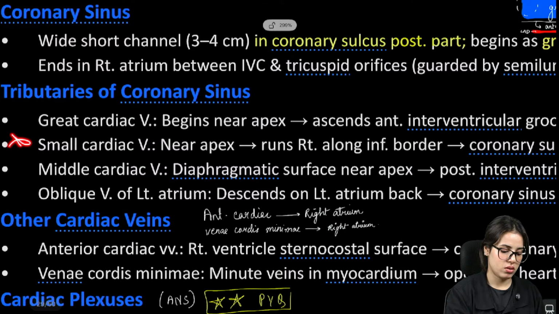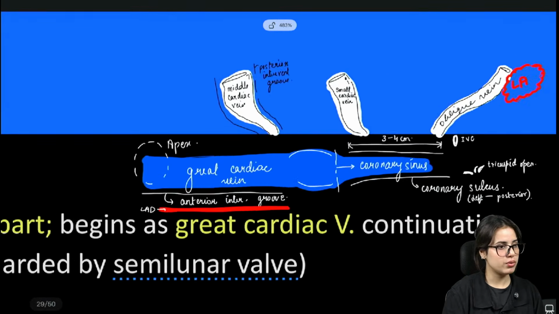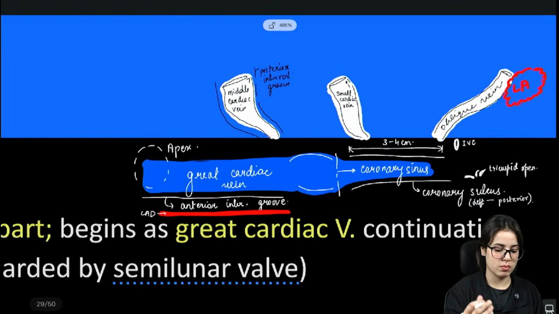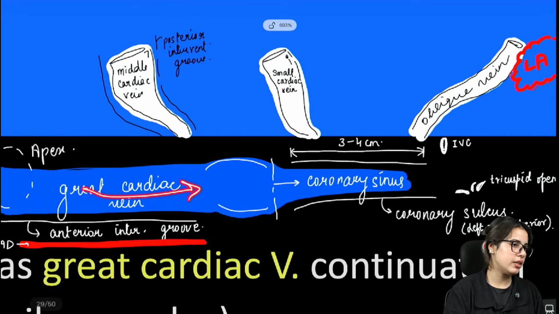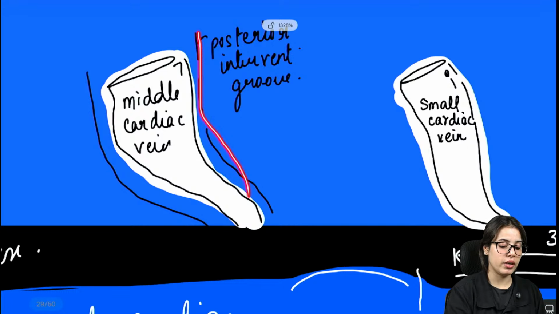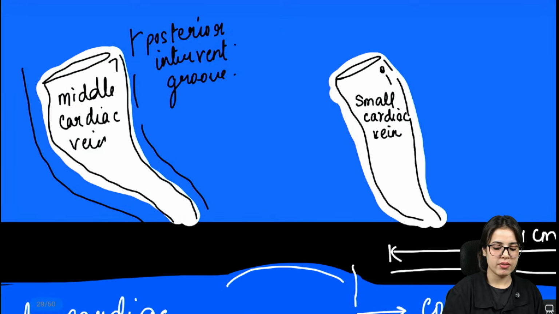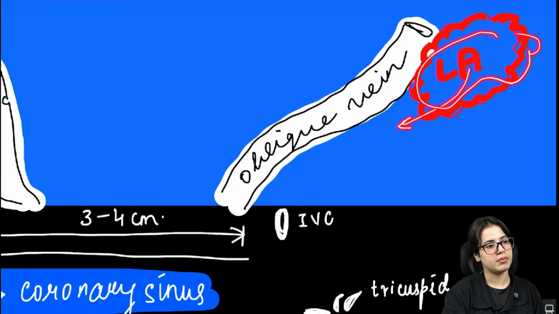Now this is important: tributaries of the coronary sinus. I think this might come tomorrow, honestly, not going to lie. Tributaries of the coronary sinus: we have the great cardiac, small cardiac, middle cardiac, and oblique vein. It's very difficult to memorize because we already have so much to memorize, so we'll make a diagram. This is the great cardiac vein. We've already done one for sure. Another one is the middle cardiac vein that rests in the posterior interventricular groove. Then we have the small cardiac vein, and then the oblique vein comes from the left atrium. That's all you need to remember.